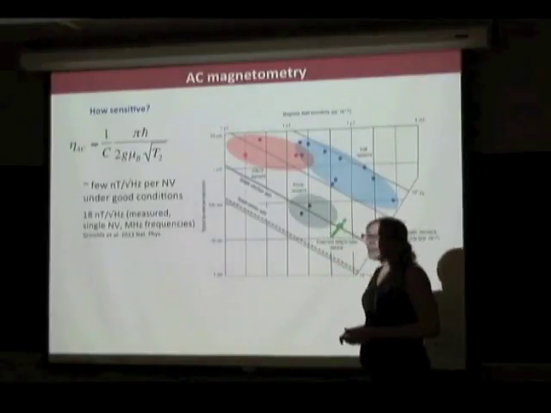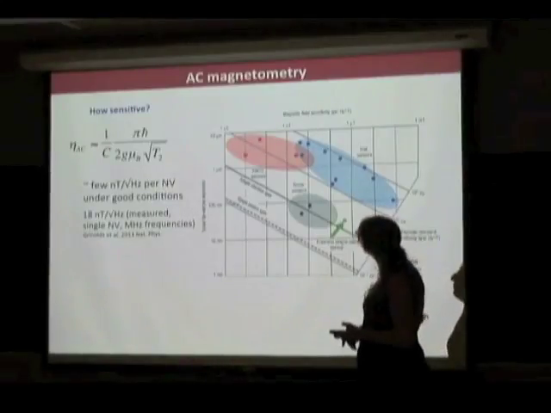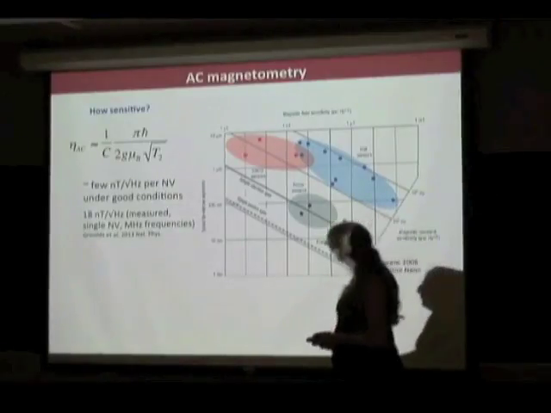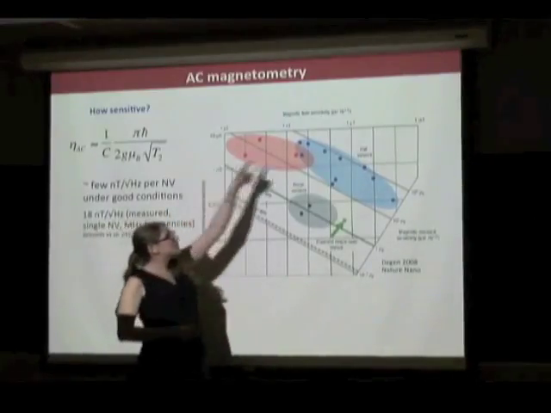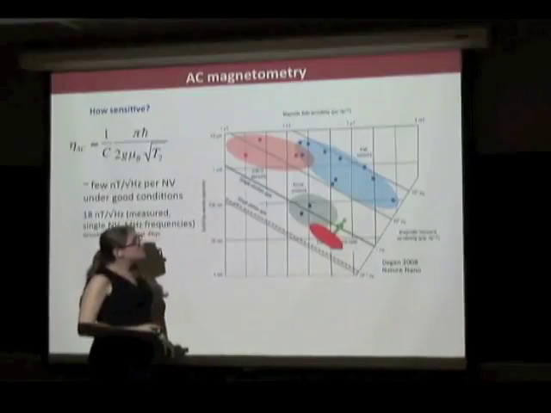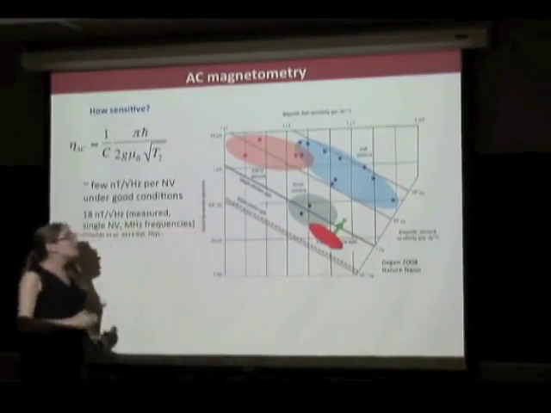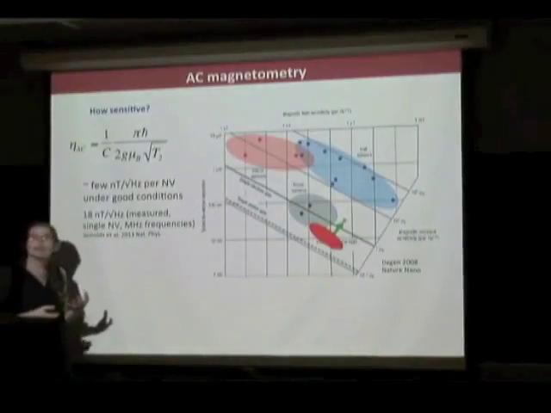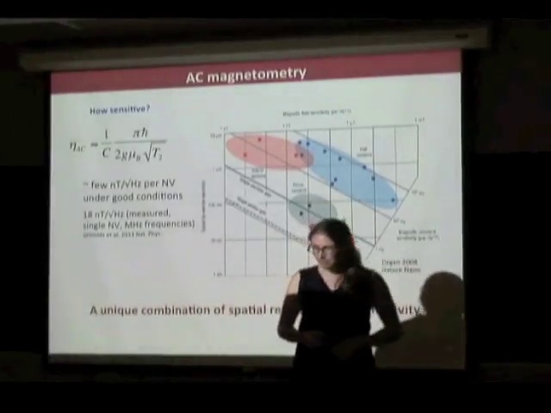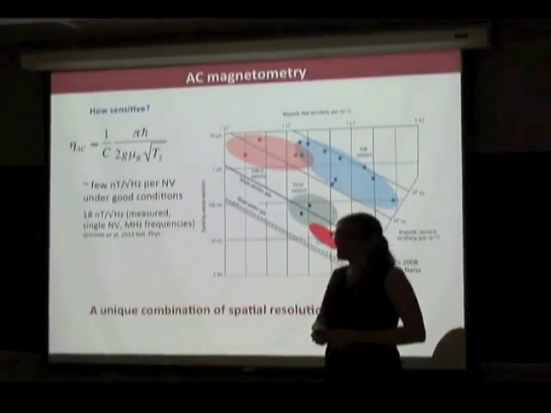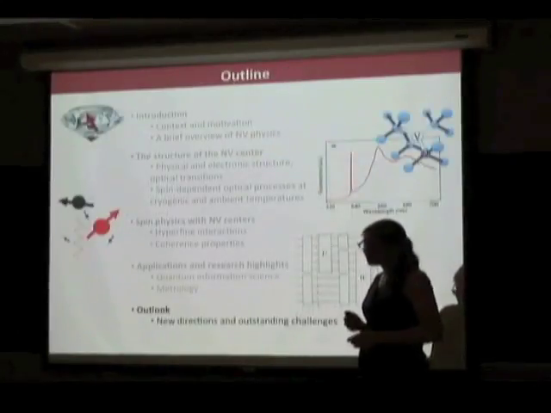If I were to compare this to other magnetic sensors, stealing a plot from one of Christian Degen's papers from a few years ago, I would say that in terms of the physical separation and the magnetic field sensitivity, NV centers are competitive with force sensors and doing better than Hall sensors and SQUID sensors in allowing us to combine magnetic field sensitivity with spatial resolution. And again, you'll be hearing lots about this in the week to come.